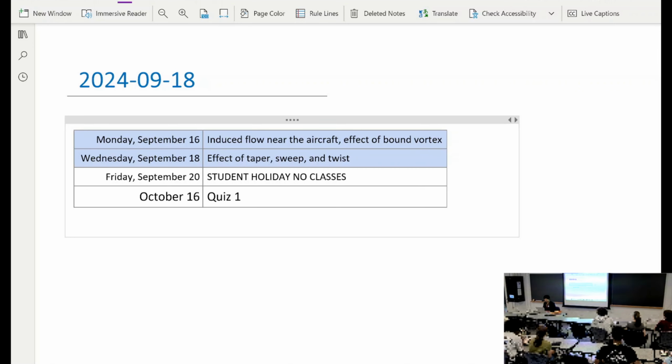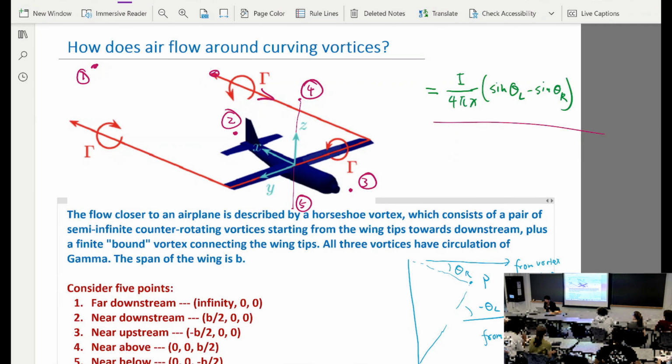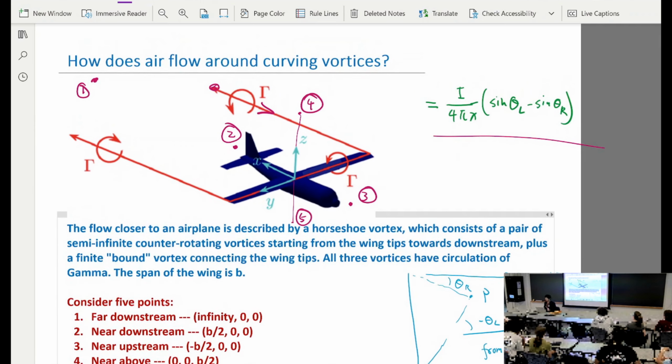Today we're going to continue looking at the induced flow near the aircraft. How can we learn from the induced flow near the aircraft about the effect of taper, sweep, and twist of the wing planform? First of all, let's make sure we all get the problem we did last lecture.